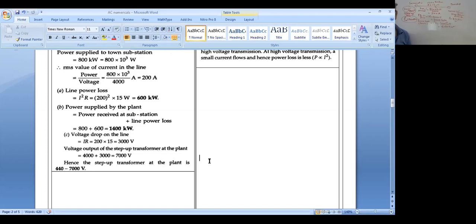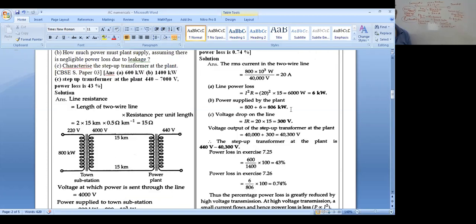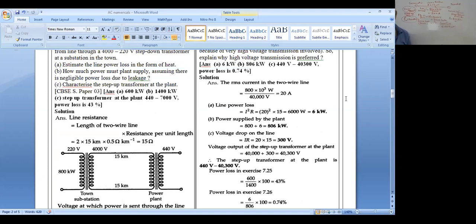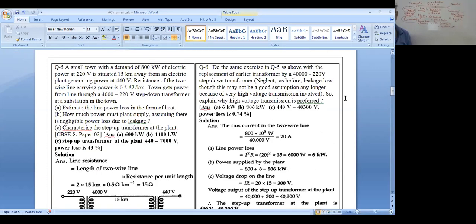Now the same question, but both are NCERT questions, and this type of question generally comes in the board because it is giving you a very important application of transformer, that is the transmission. We have discussed this question yesterday also, but why are we discussing it? Because this is very important.